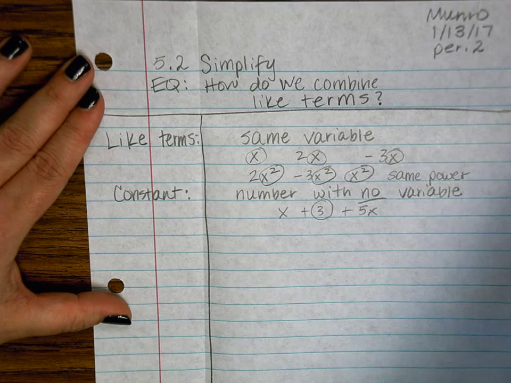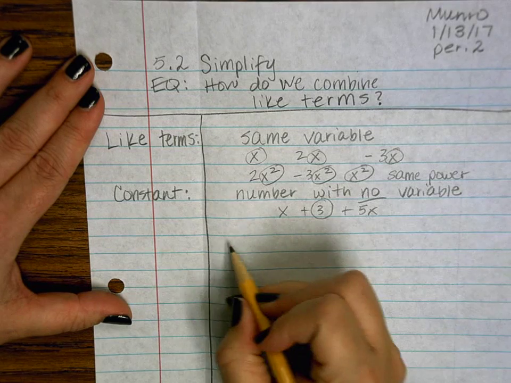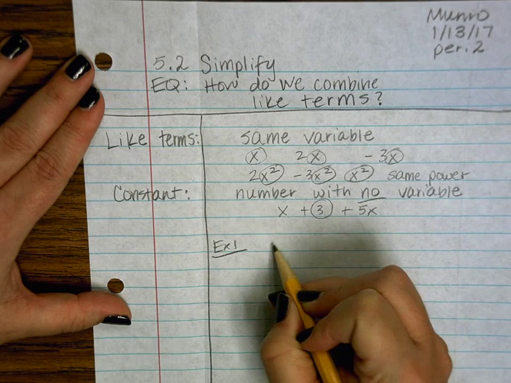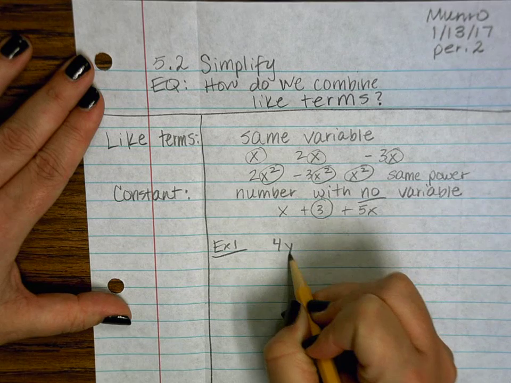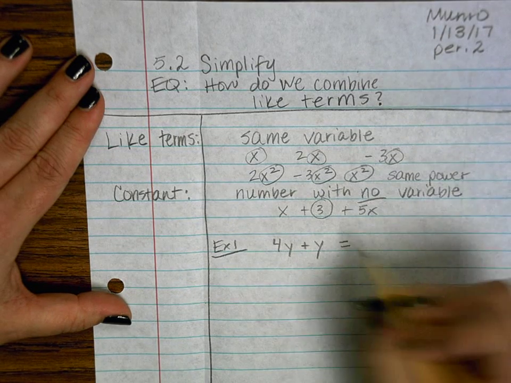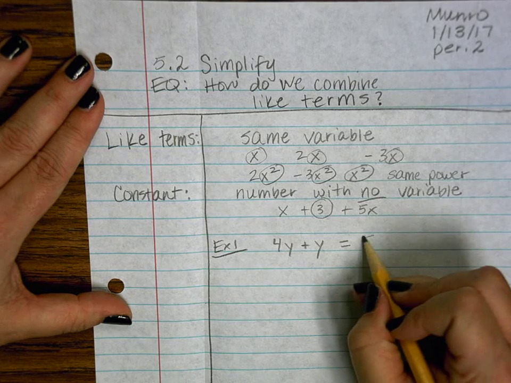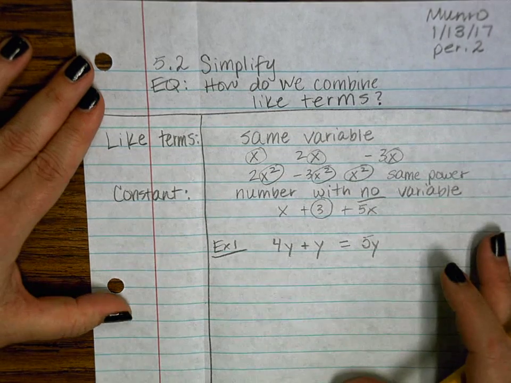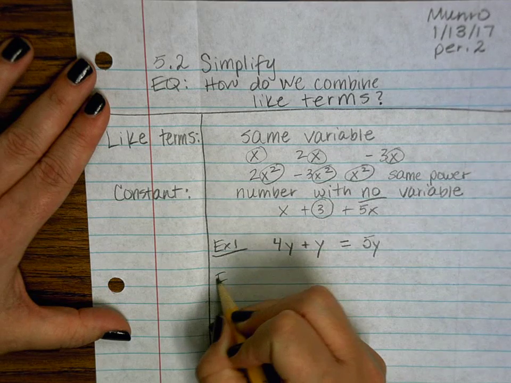All right, let's jump into some examples. So example 1. 4y plus y. What does that equal? 5y. When we simplify. Yeah, 5y. Remember, there's like an imaginary 1 in front of that. So that's a simple one. Let's try another one.